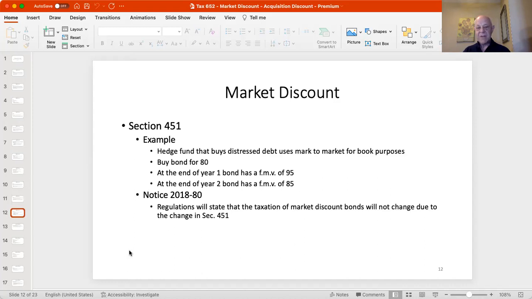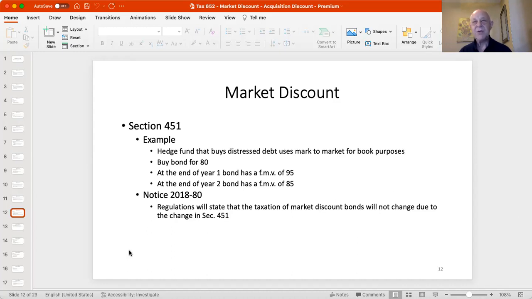So if we have a hedge fund that buys distressed debt and they use mark to market for book purposes, they buy the bond for 80, and at the end of year 1, the bond has a fair market value of 95. The company is recovered, it's doing great. Well, under section 451, that would have been $15 of income.